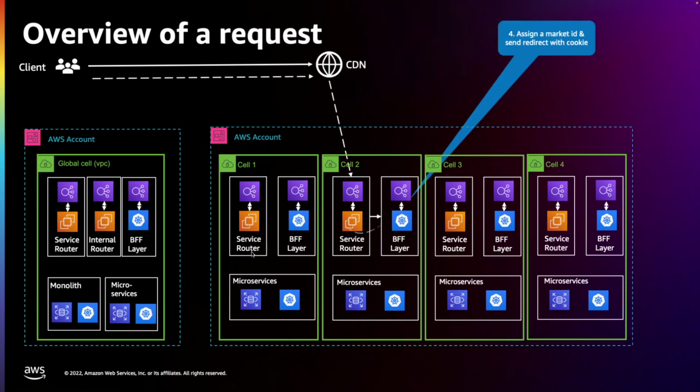From the service router, from within the cell, the request continues on to the BFF layer, which interacts with the appropriate backend service to determine the market that the user belongs to. The market ID cookie is then set.